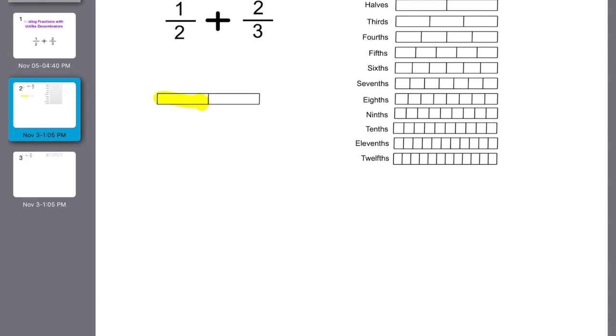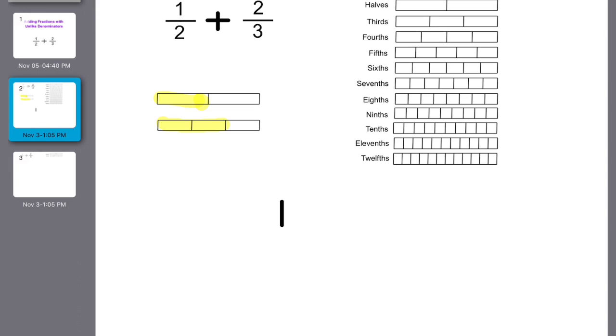Now we're going to work with the 2/3. So we're going to take our thirds out. As you can see, there are 3 parts the whole is broken into. If we have 2/3, then we know 2 is the count that is going to be shaded within the 3 parts. So I'm going to highlight those 2 parts.